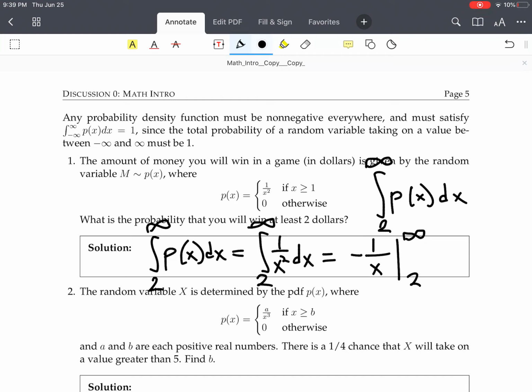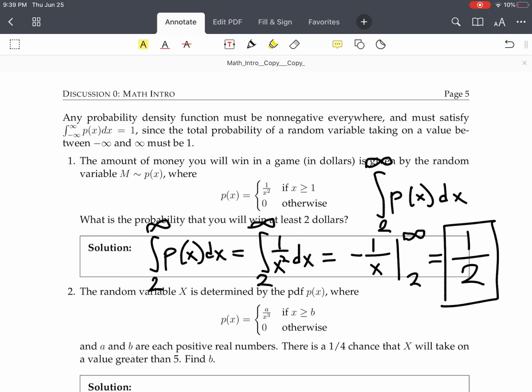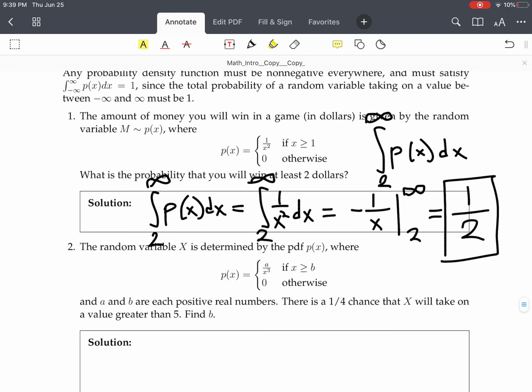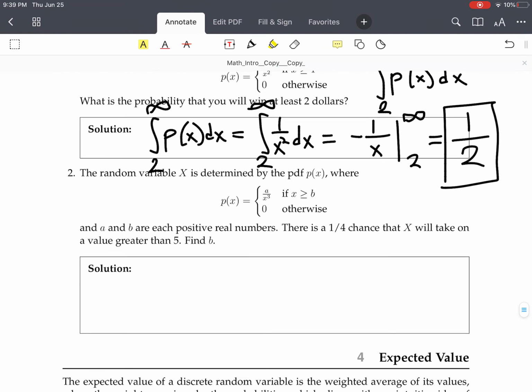So now this isn't super rigorous because of the infinity, there's some extra math we should do. But we could just think of that as 0. So it's going to become 0 minus negative 1/2. And so that's 1/2. And so that is the probability that we win at least $2. So we have a 50-50 chance. Okay, so that's kind of a brief introduction to just the integration idea. And so let's keep going.